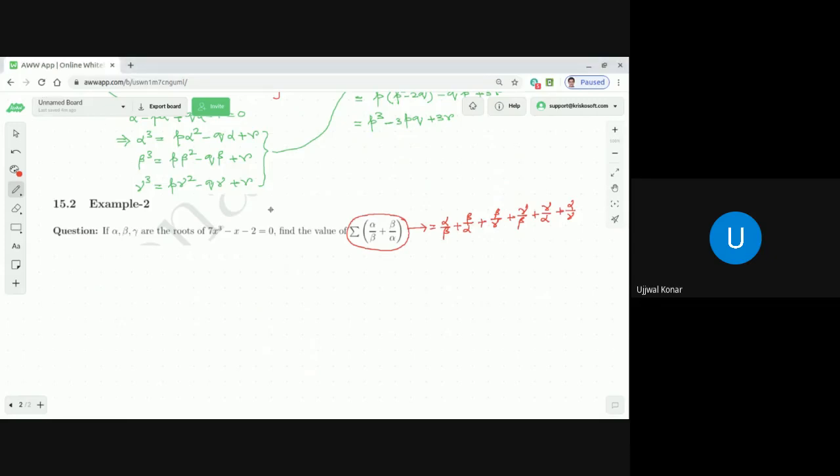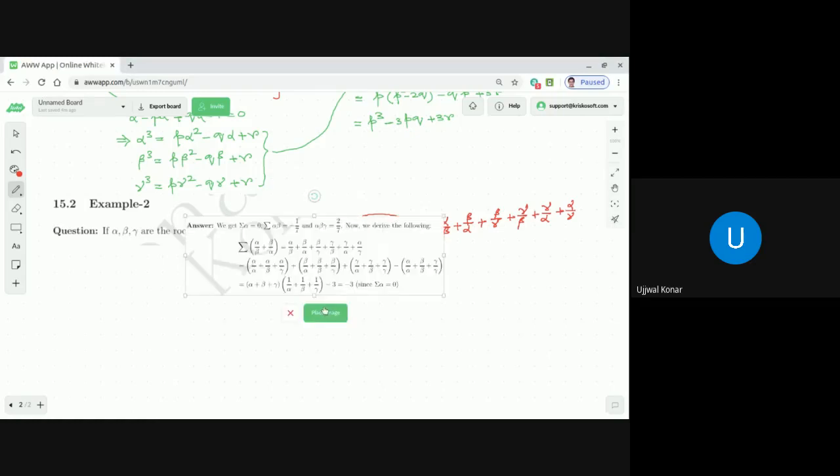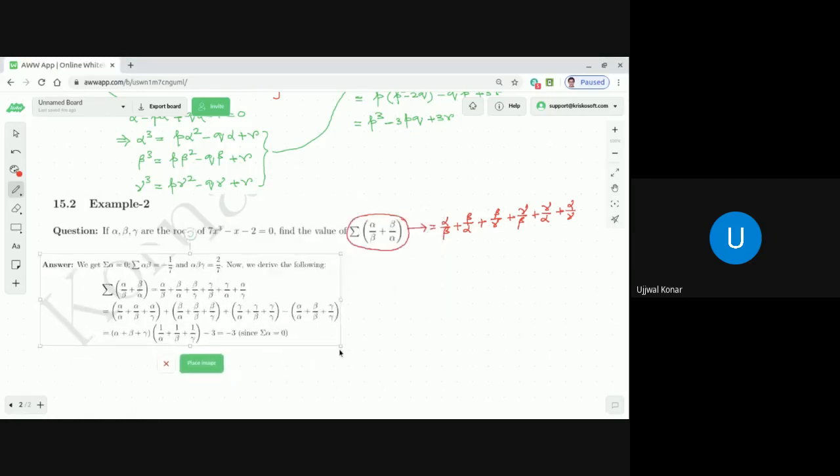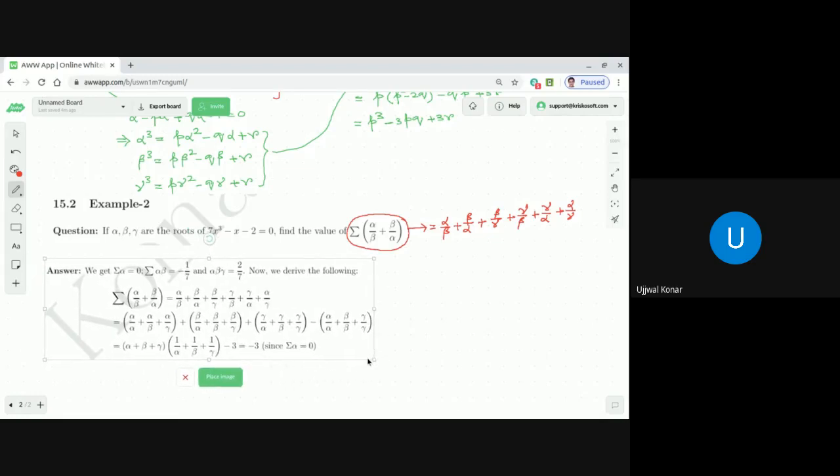So how to proceed with this one? We need to find alpha by beta plus beta by alpha plus beta by gamma, like this. First we need to find the sum of the roots. If you find the sum of the roots, we are going to get 0, correct or not? Because the coefficient of x square is 0. So this is the way I solved it. If you find any better way, please do let me know.